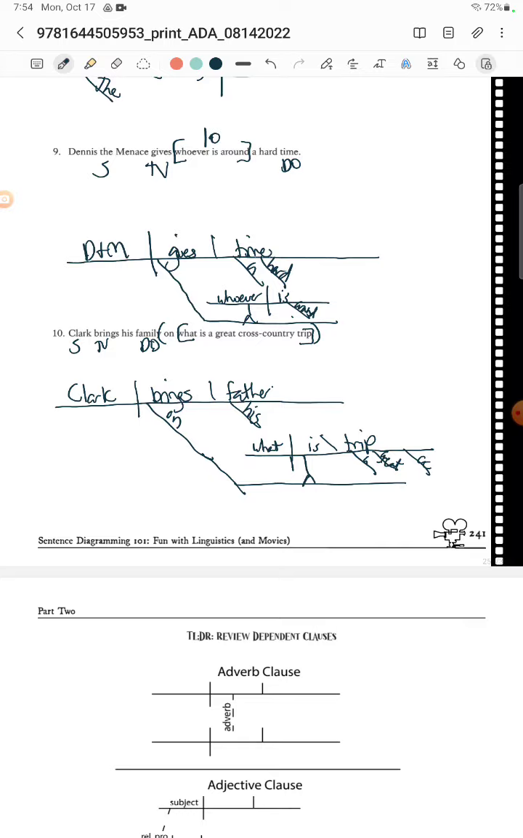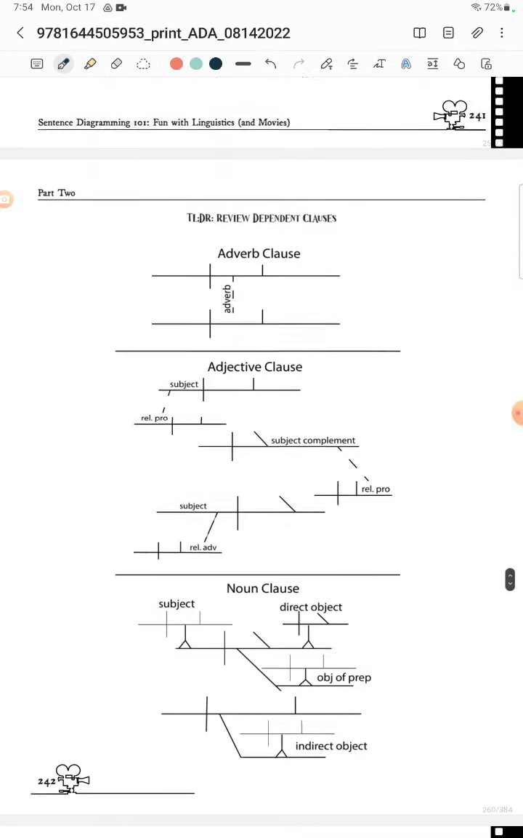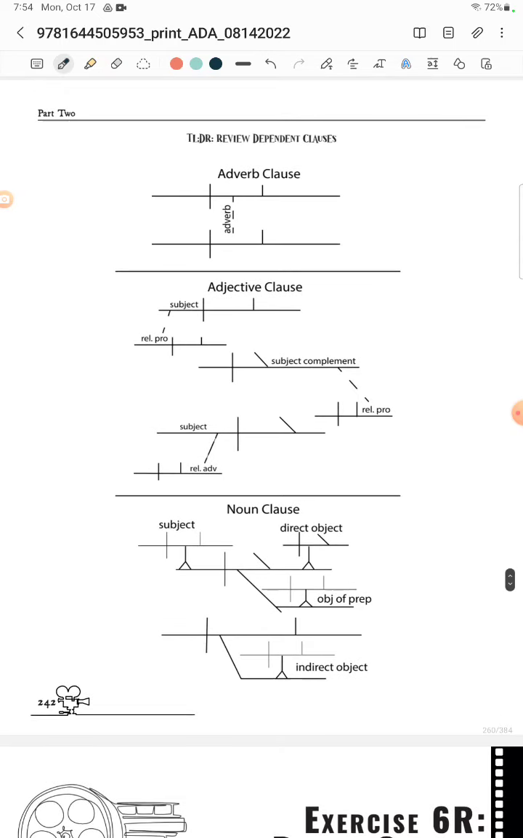And while we're here real fast, just want to draw your attention clearly to page 242 where you have all of the clauses. So adverb clauses go verb to verb. Adjective clauses can go anywhere. They go off of the adjective or the word that they are modifying, telling you more about. And then noun clauses can do all of the things that nouns can do. And that is the end of exercise 6C.